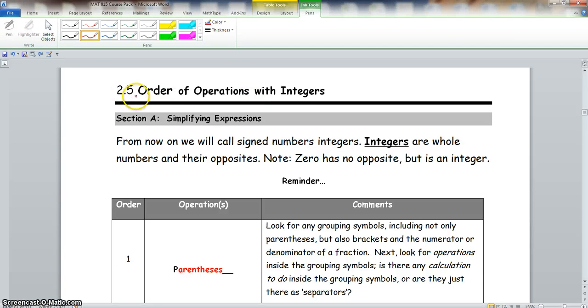Okay, class, we're about to start section 2.5, Order of Operations with Integers. Section A, Simplifying Expressions. From now on, we will call signed numbers integers. Integers are whole numbers and their opposites. Note, 0 has no opposite, but is an integer.